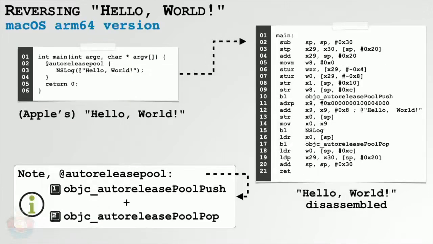All right, so now let's put this into action, and what we're going to do is reverse engineer Apple's Hello World code. If you open Xcode and create a new Objective-C project, this is the code that will be generated. On the slide, we can see the Objective-C code, and on the other side, what it looks like once we disassemble it, the ARM64 instructions. One point to note is that during the compilation process, the autorelease pool block is compiled into a call to pool push and pool pop.